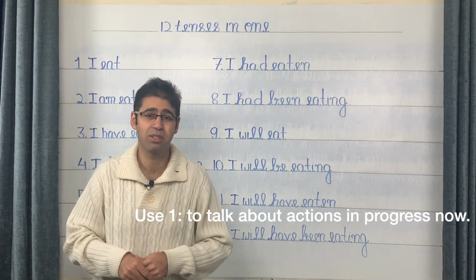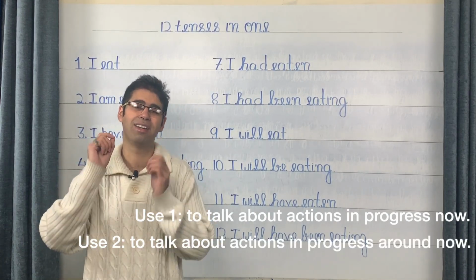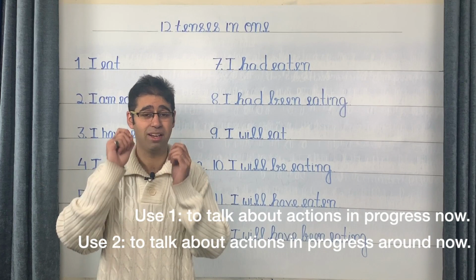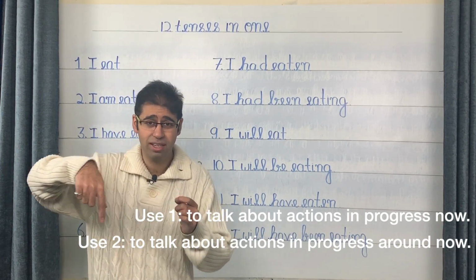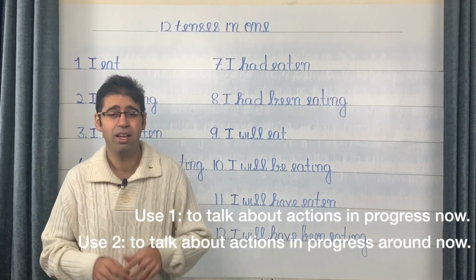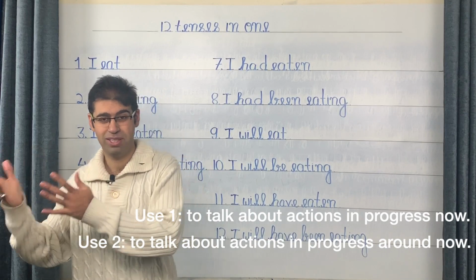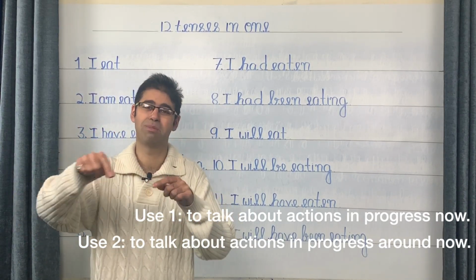Another use of the present continuous is to talk about actions or activities that are in progress around now. When I say around now, I mean not necessarily at the present moment, but in the days and the time surrounding that present moment. Let's take an example. What are you doing nowadays? So nowadays hints that it's not the present moment, but the time surrounding the present moment.